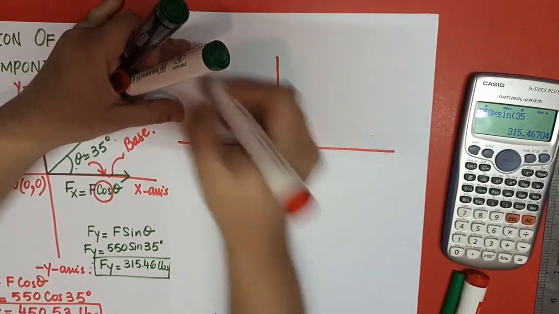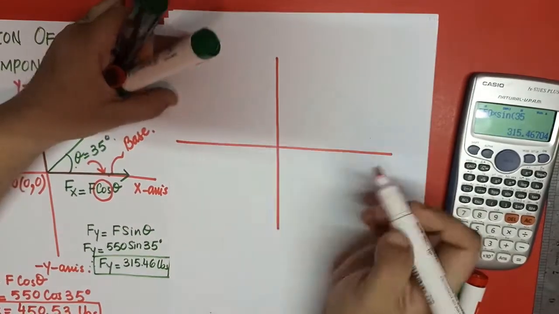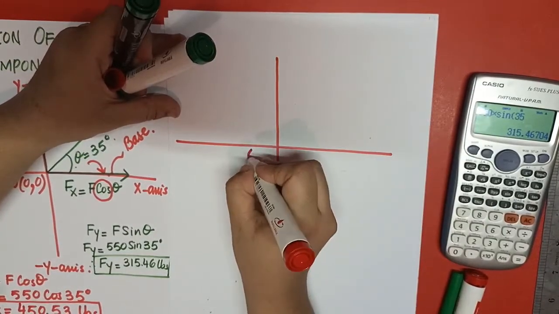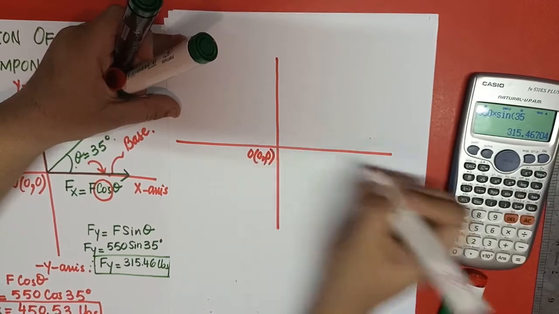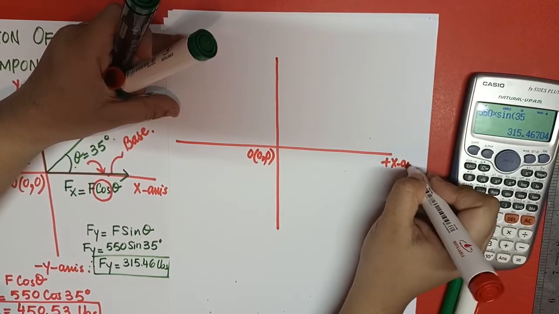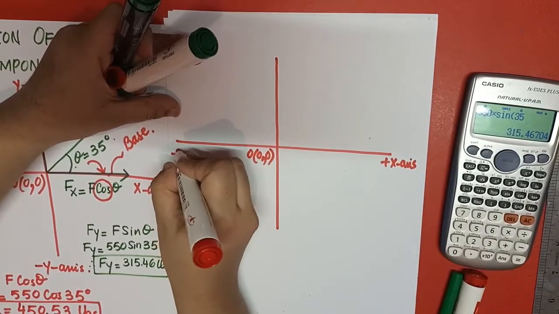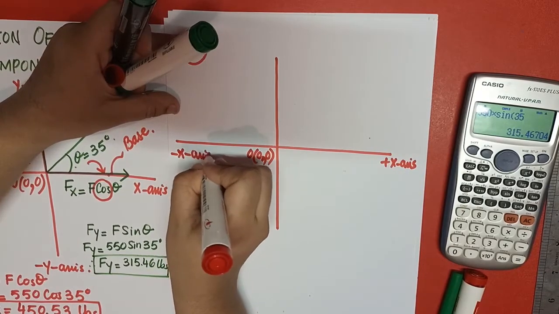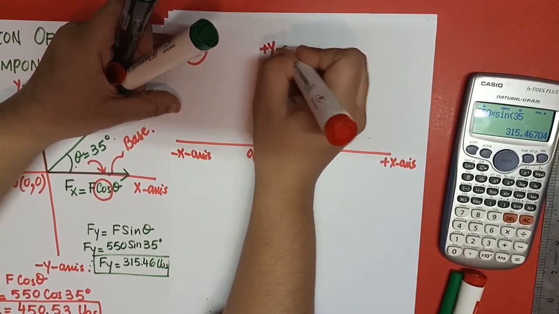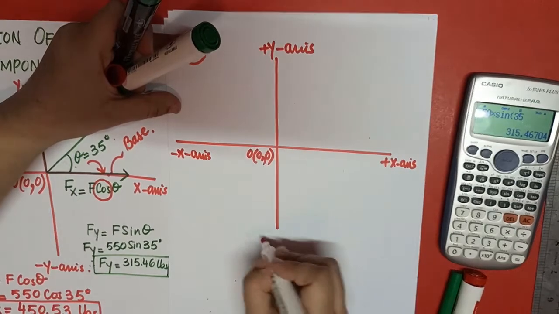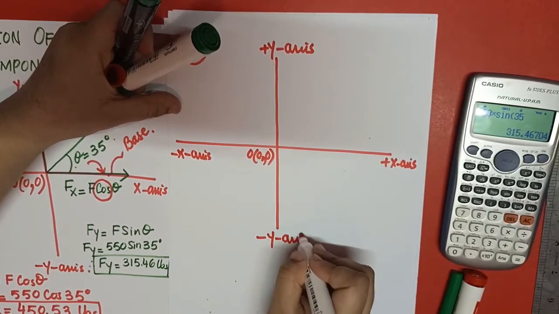For example, this is case 2. For example, this is the origin O, 0, 0. This is the positive x-axis, you know very well. This one is the negative x-axis. This one is the positive y-axis. This one is the negative y-axis.